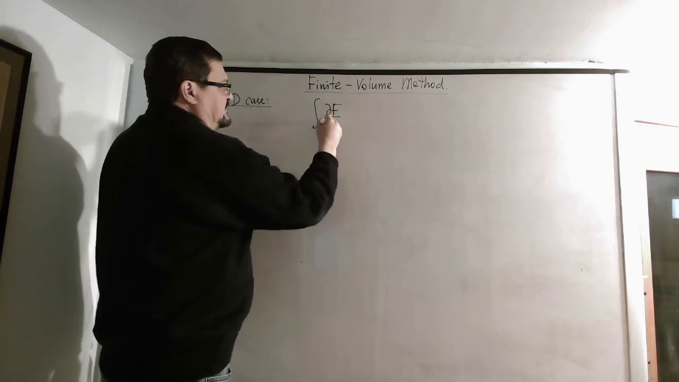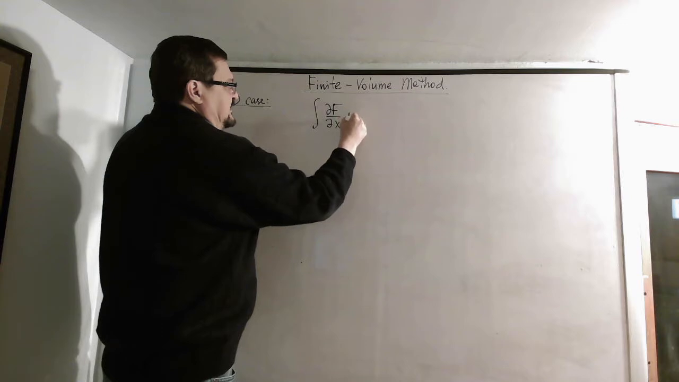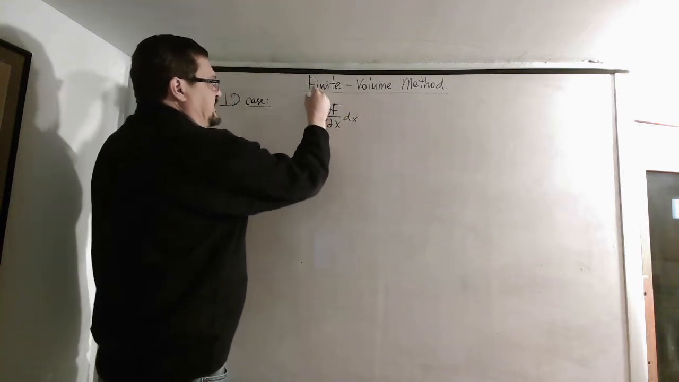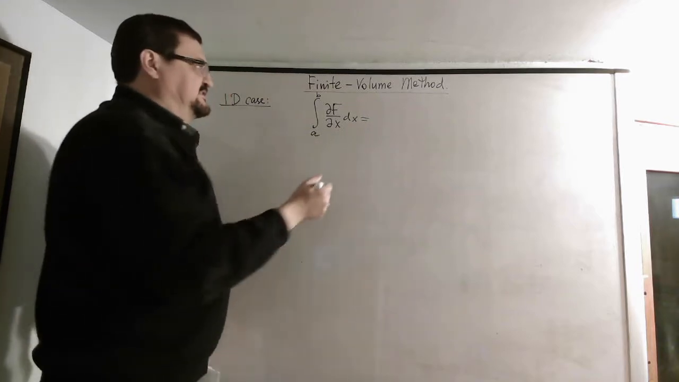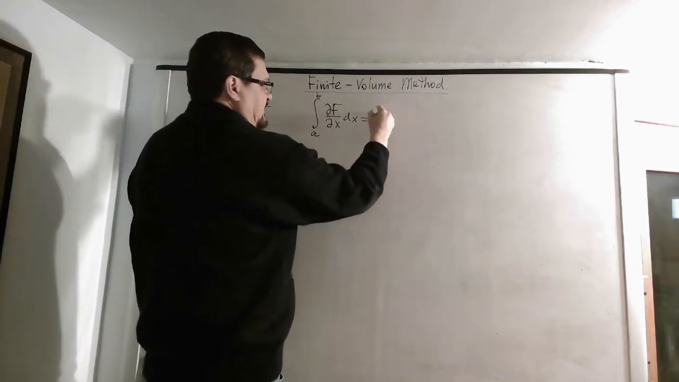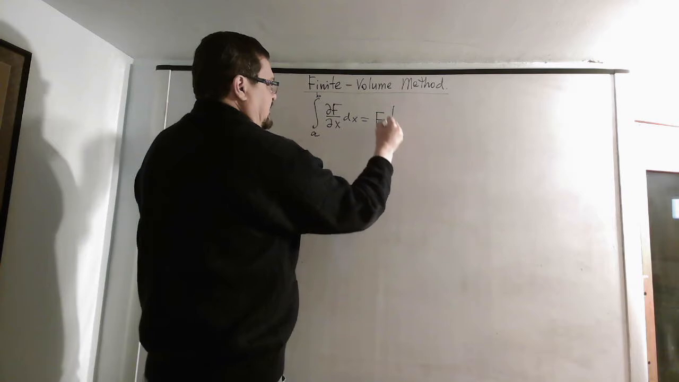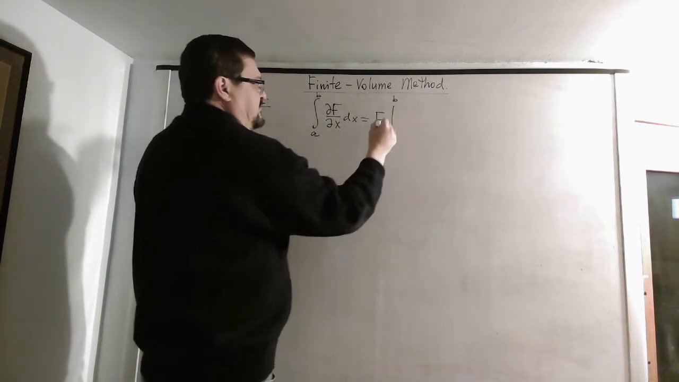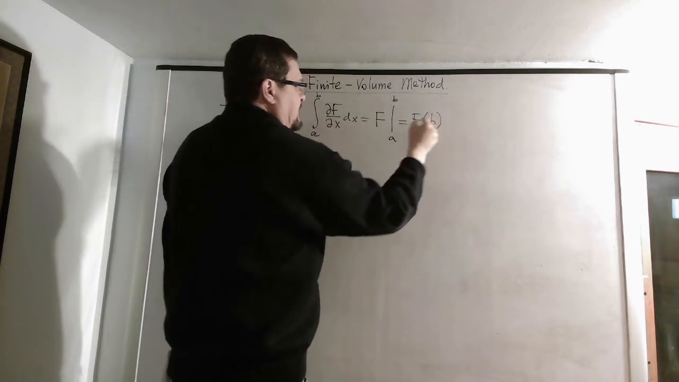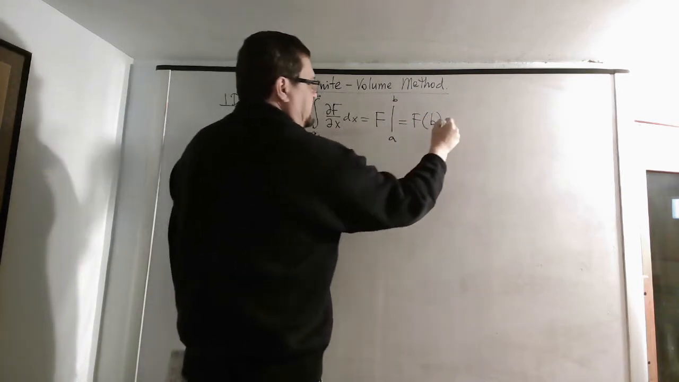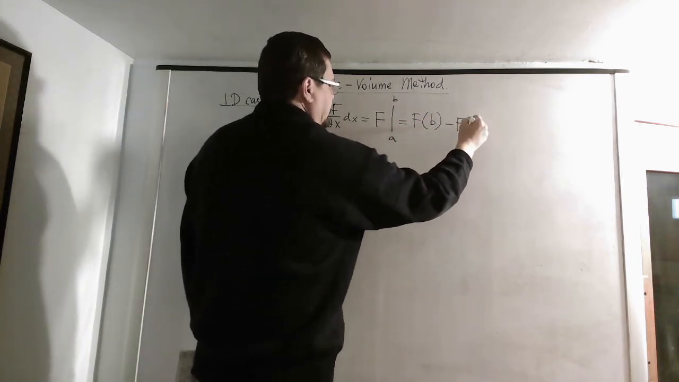or df dx over dx on some interval from a to b equals the antiderivative. So in this case, it's f evaluated at points a and b, so that it equals the antiderivative at b minus the antiderivative at a.